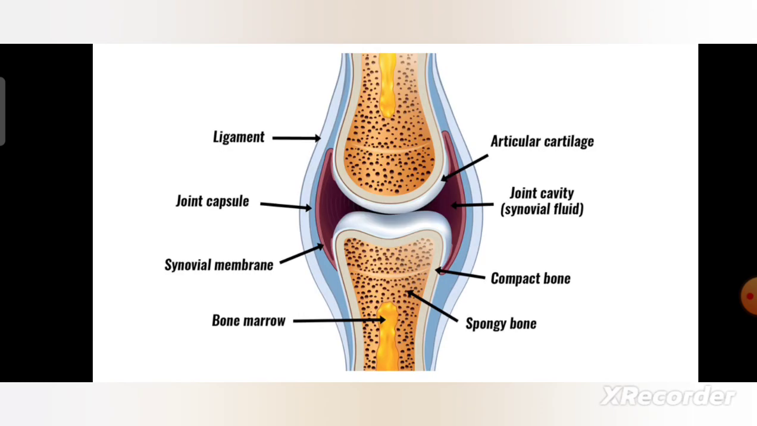So this is a figure of the synovial joint and the parts that are present in it. These are the articular surfaces, and the covering of the articular surface is known as articular cartilage. There is a space between the bones known as the joint cavity, which is filled with synovial fluid. This joint cavity is covered by the joint capsule. There is also a ligament which connects one bone to another.